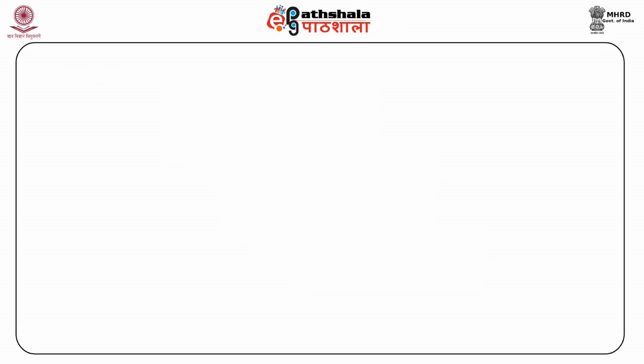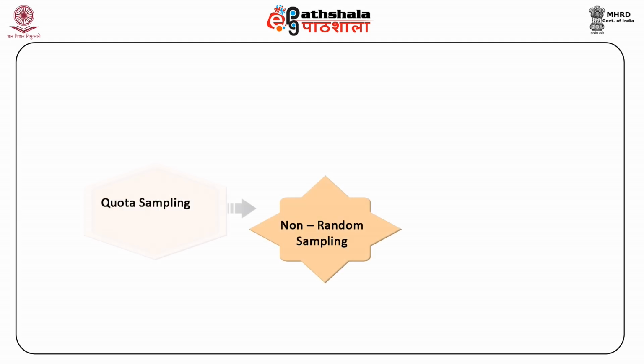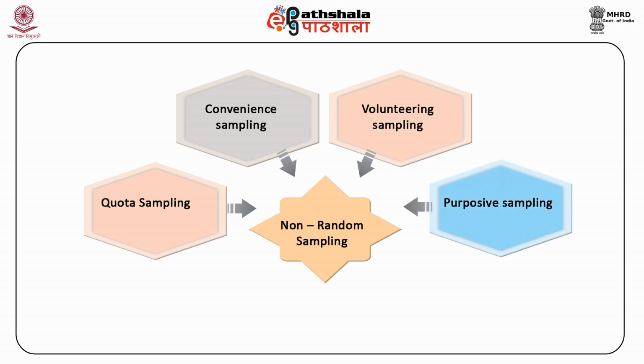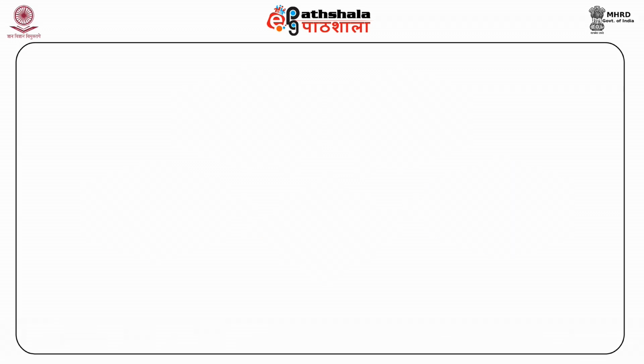Not all the items of the population have a known chance of getting selected to the sample. There is a high chance of selecting biased samples by this method, which do not represent the population. Methods by which we can take a non-random sample are as follows: quota sampling, convenience sampling, volunteering sampling, purposive sampling. Let us start with quota sampling.